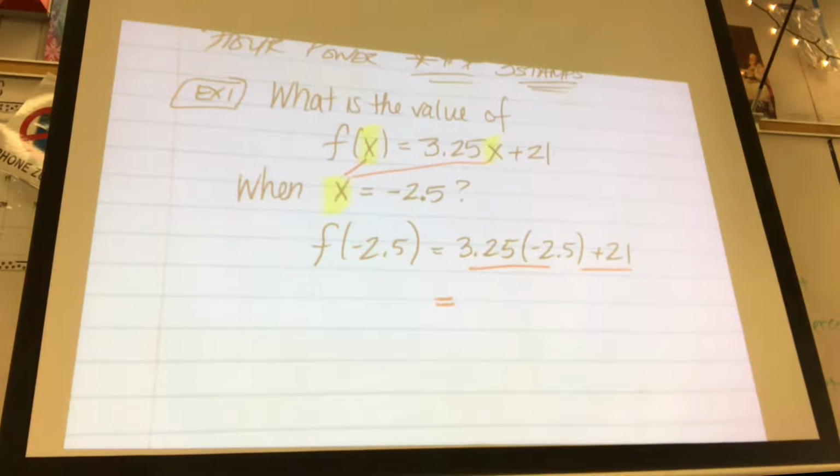Calculators, guys, put in negative 2.5 times 3.25. That's the equal sign, and then plus 21.